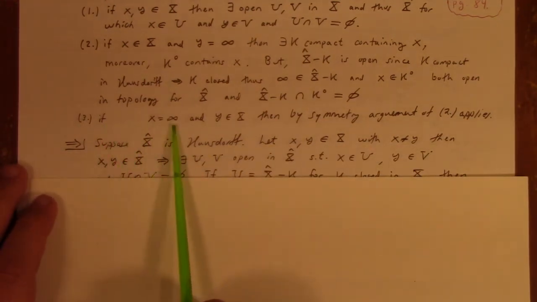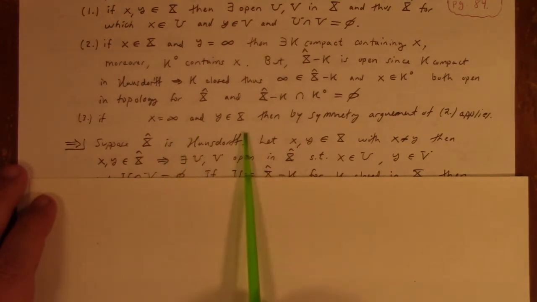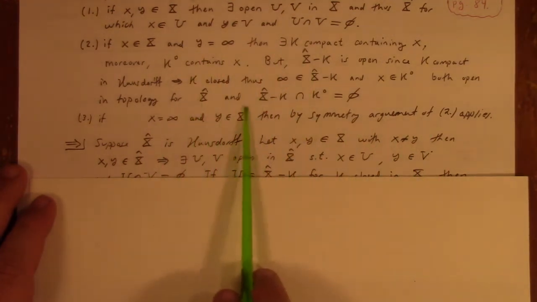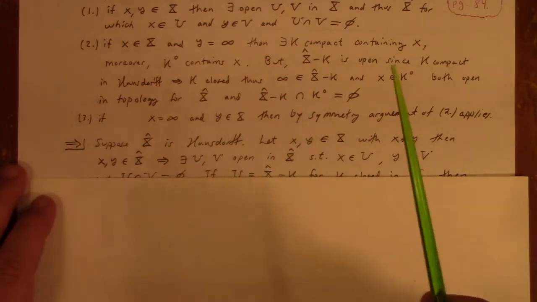So three, if x is equal to infinity and y is an element of X, then by symmetry we can do the same argument too, right? Right, great. So that's the converse direction.